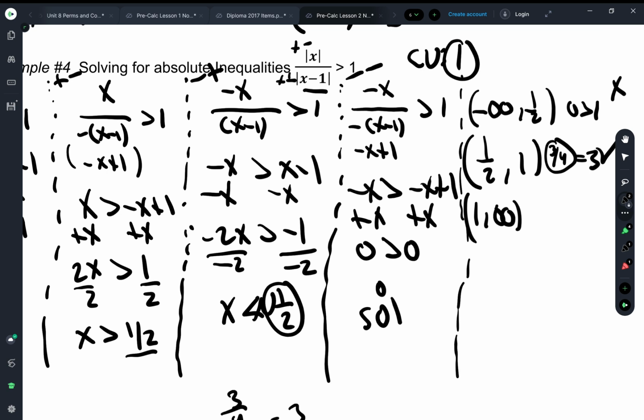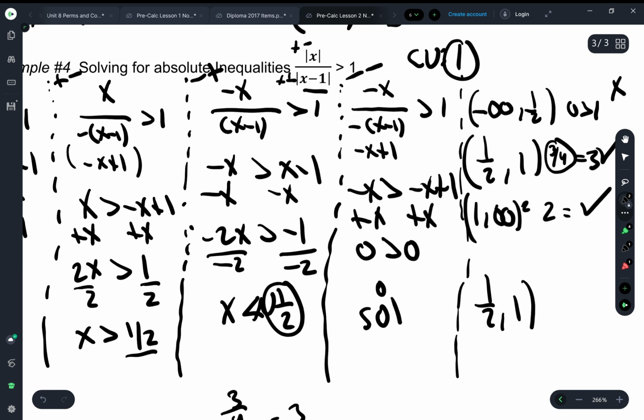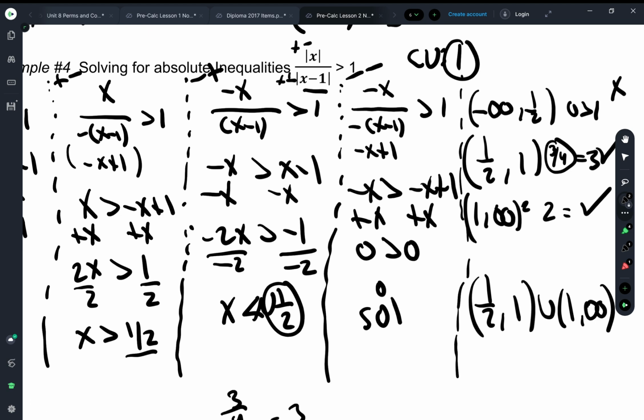And lastly, 1 to infinity, let's just use 2. 2 over 1 is 2, and that one works because 2 is bigger than 1. So we have 2 chunks there that work. 1/2 to 1 in union with 1 to infinity. Why did I do a union here and not just say 1/2 to infinity? 1's not included. Yeah, see that? I said all the way to 1 but not 1, and then all the way after 1 but not 1. So what you're saying there is pretty much 1/2 to infinity is good except 1. That's what that's saying. Okay?